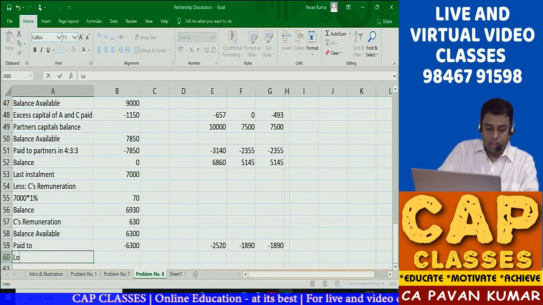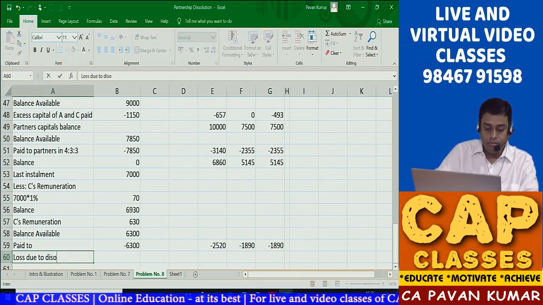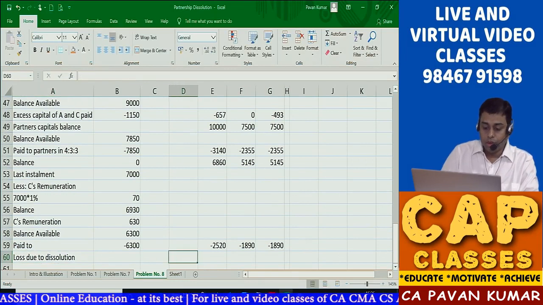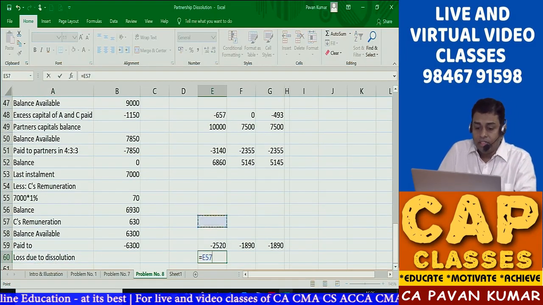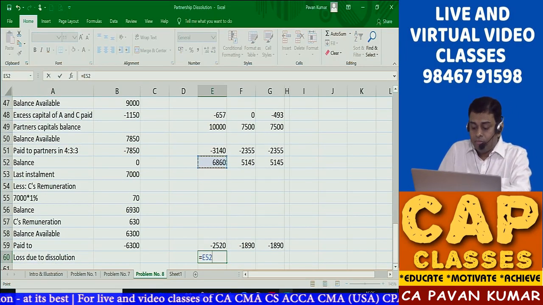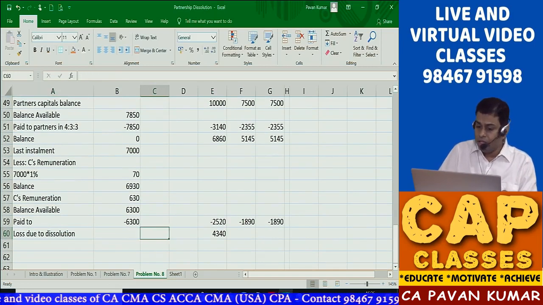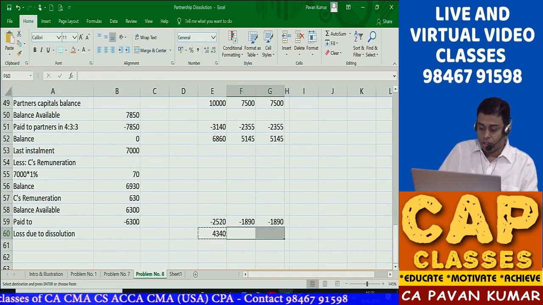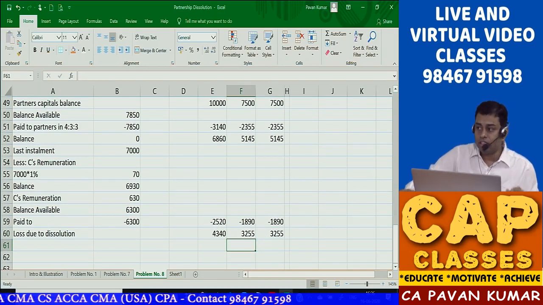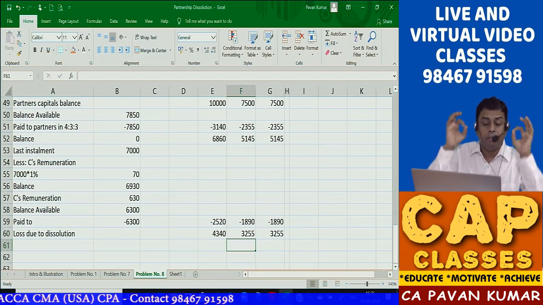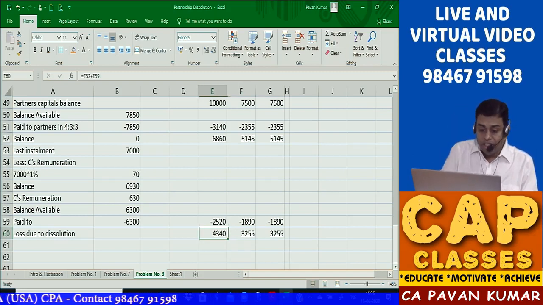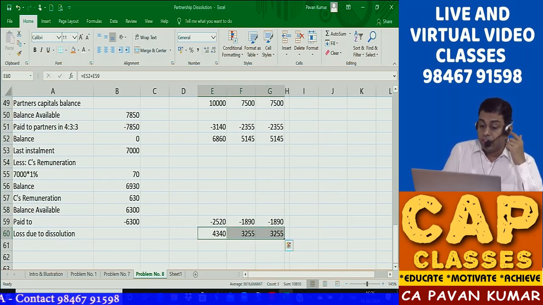Okay, then loss due to dissolution. You have to pay 6,860 to him, but you paid only 2,520. So 4,340 is the loss. So the second guy got 3,255 loss. The third guy got 3,255 loss. My dear friends, if you observe, this is in 4:3:3 ratio.